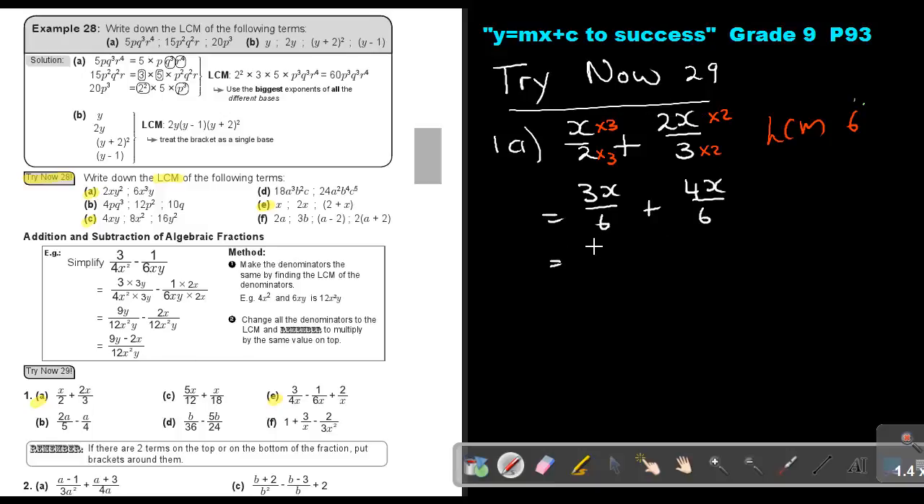And now just write the top. So it's 3x plus 4x. Can you see it's like terms? So 3x plus 4x, what will it be? It will be 7x over 6. So if it's like terms, you can add it. Okay. Let's look at number E.